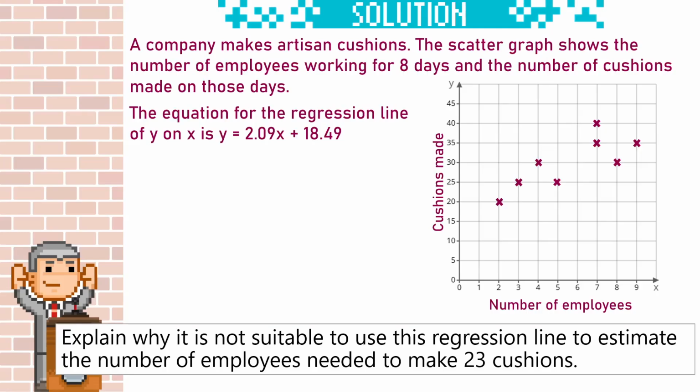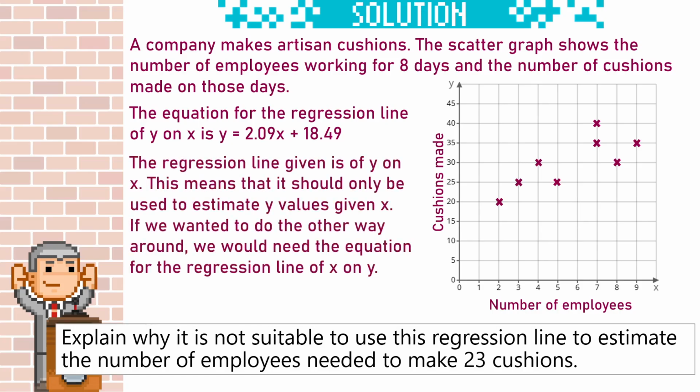In this question, we're asked to explain why it is not suitable to use this regression line to estimate the number of employees needed to make 23 cushions. Now, you might look at the scatter graph and think, well, 23 is within the data, which it is, but the regression line is of y on x, and this is really important. There are different ways of working it out, whether it's y on x or x on y, depending on whether you're looking at the horizontal or vertical distances.